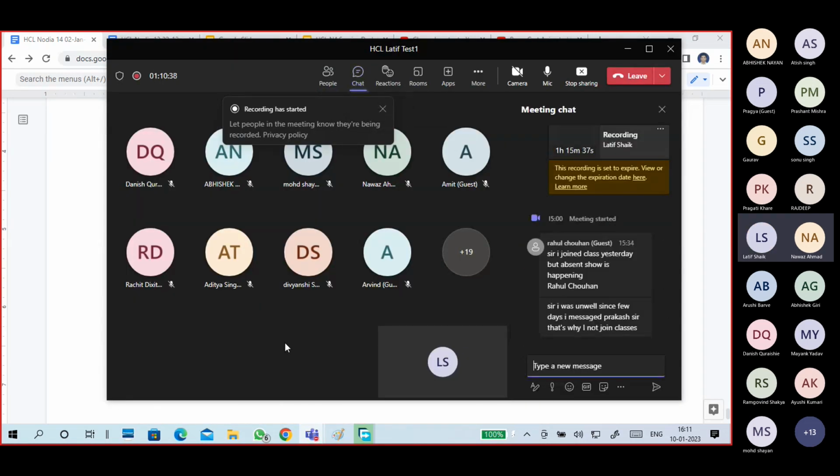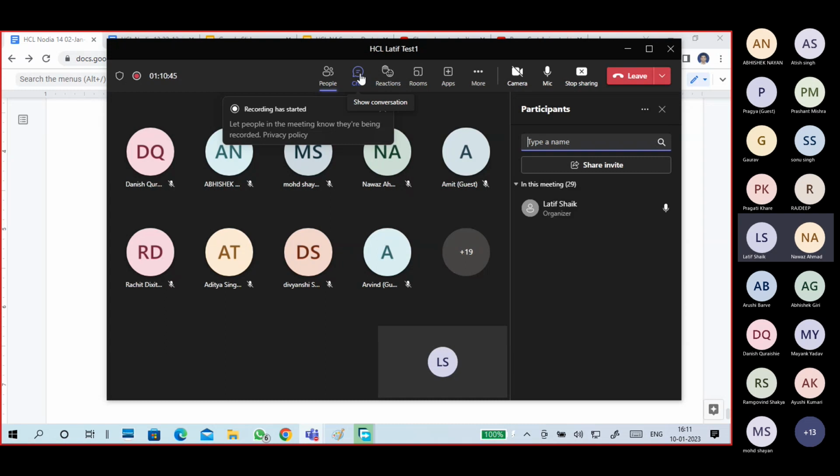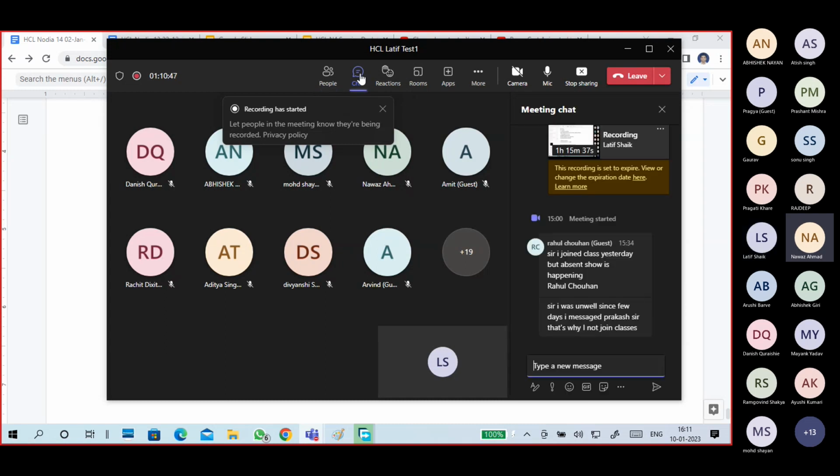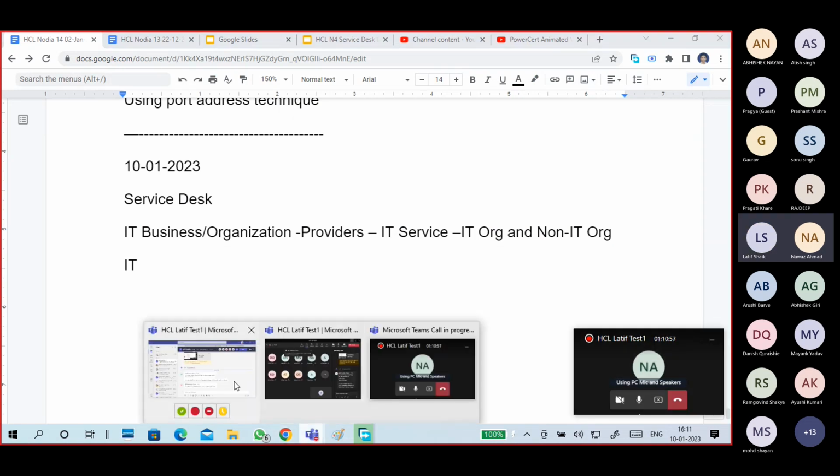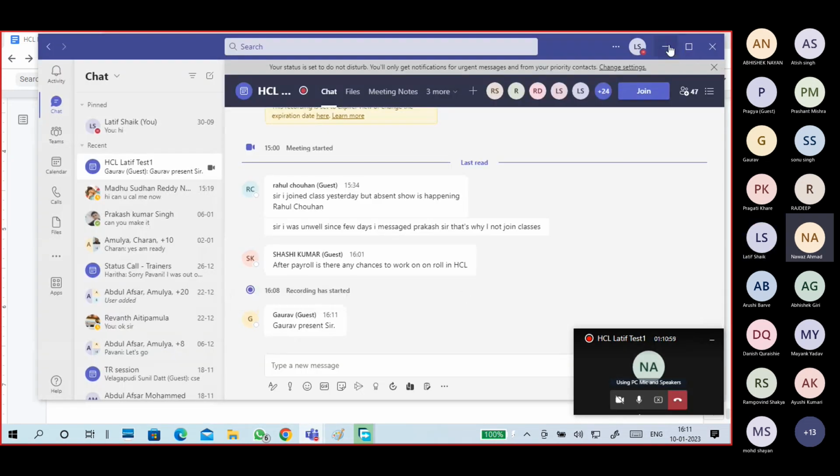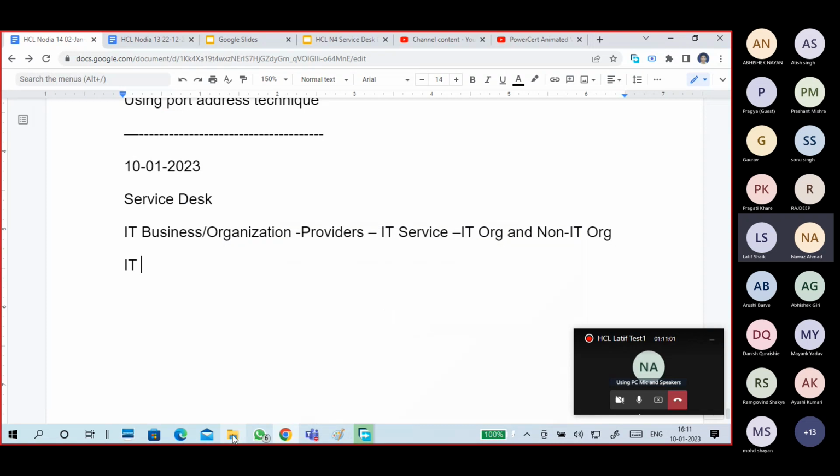Someone sent a message. No, why is it not showing? This application has a problem. Next time I will try. Gaurav present. Okay, good.